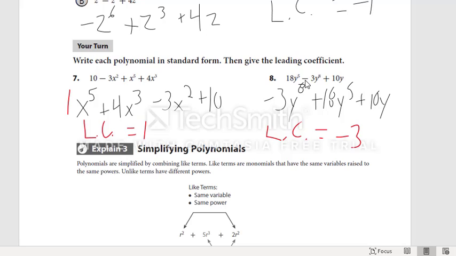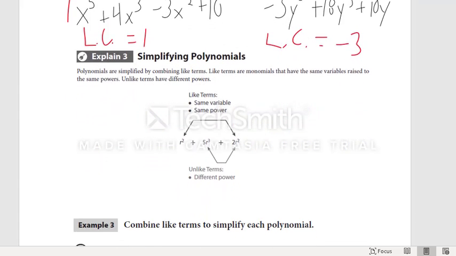All right, and for number 8, they go in descending order, 8th power, 5th power, 1st power. Make sure the negative goes with your term, and the leading coefficient is what's in front. It's -3.